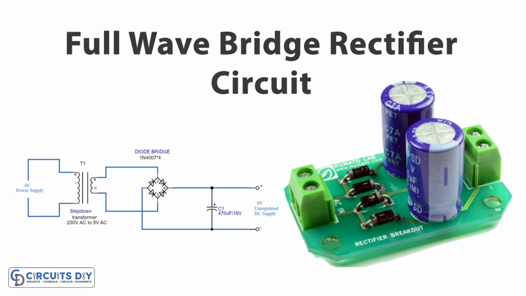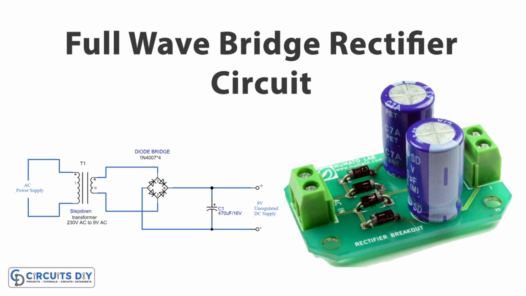Rectification and filtering. The rectified DC voltage produced by the bridge rectifier undergoes filtering to remove any residual AC ripple. This filtered DC voltage is then used to power various components within the amplifier, including the preamplifier stage, power amplifier stage, and other circuitry.